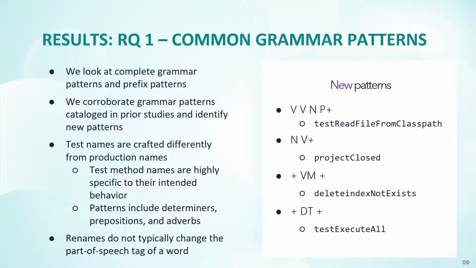We also observed relationships between specific terms and the source code. For instance, the determiner all is usually associated with a collection data type, while the verb modifier not is usually associated with a null check. Finally, the grammar patterns we identify for test methods do not frequently occur in production method names. We also observed that renames do not typically change the part of speech of the replaced term.